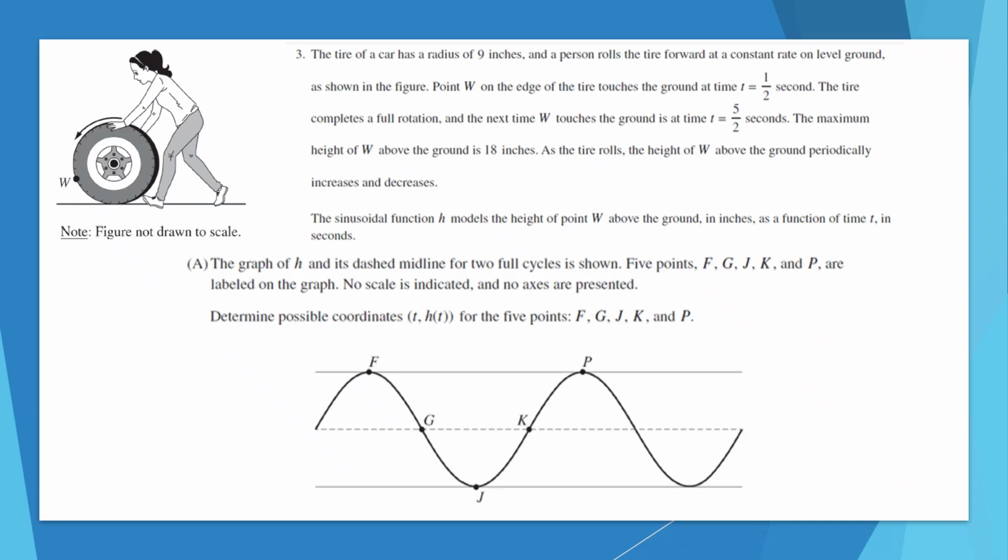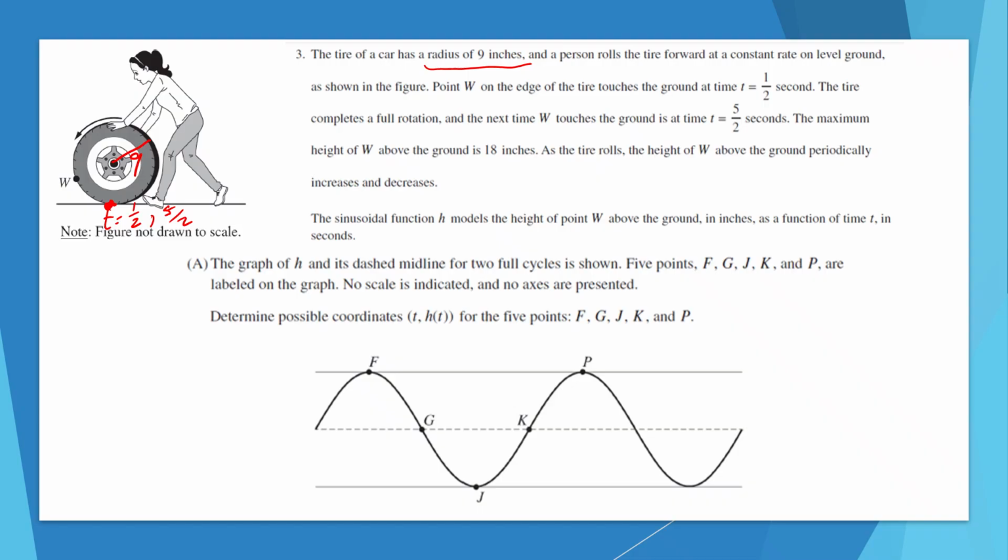The tire of a car has a radius of 9 inches. So here I'm going to label a radius of 9. And the person rolls the tire forward at a constant rate on level ground, as shown in the figure. Point W on the edge of the tire touches the ground, so I'm going to label that, at time t equals 1/2 of a second. The tire completes a full rotation, and the next time it touches the ground is at 5/2 of a second.